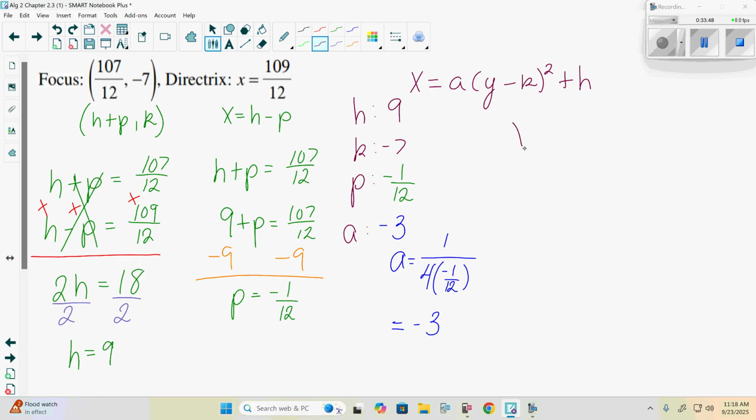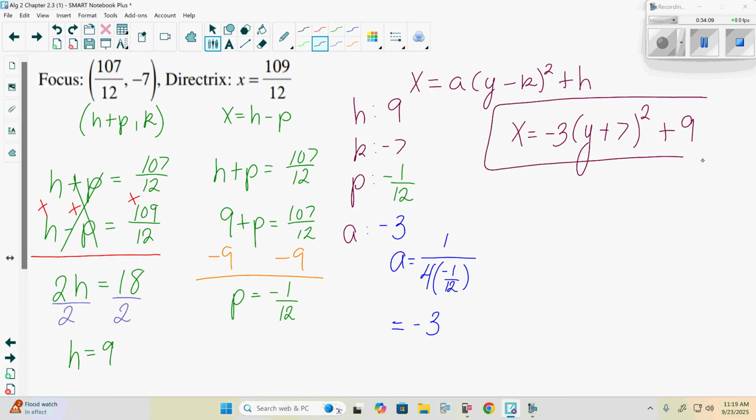So that's telling us x is equal to -3 times y minus k. So for us here, that'd be y minus -7, but we're not going to write minus negative. We're just going to write it as a plus h, giving us plus 9.